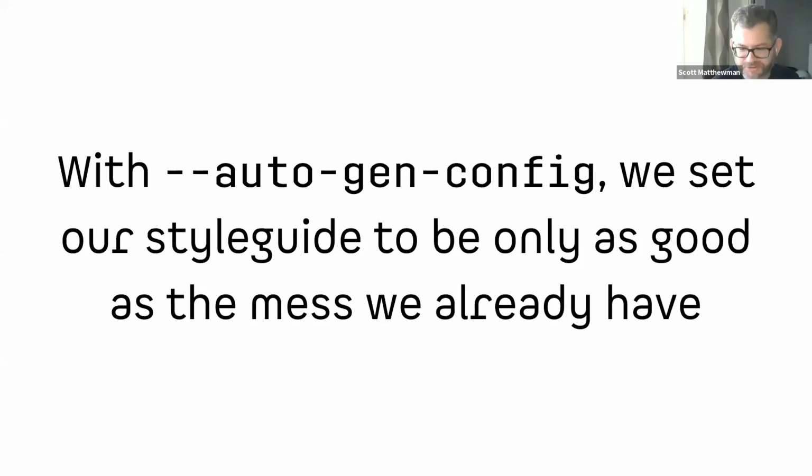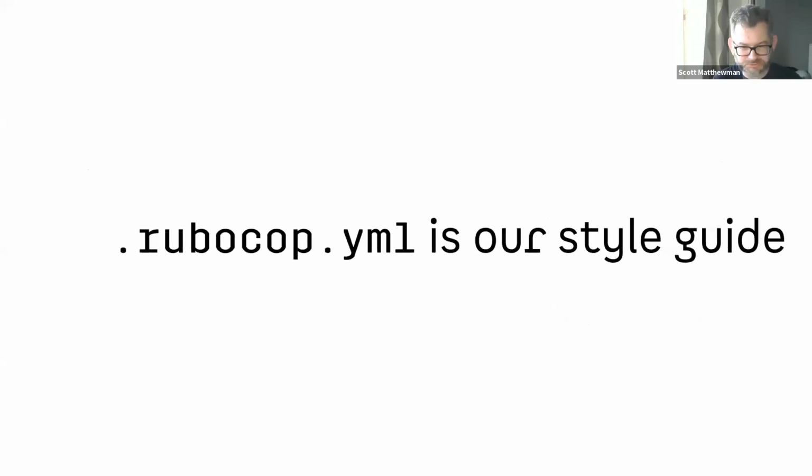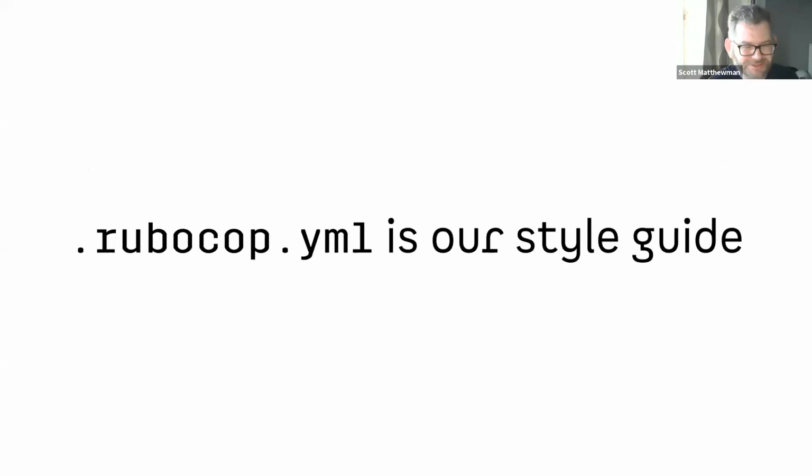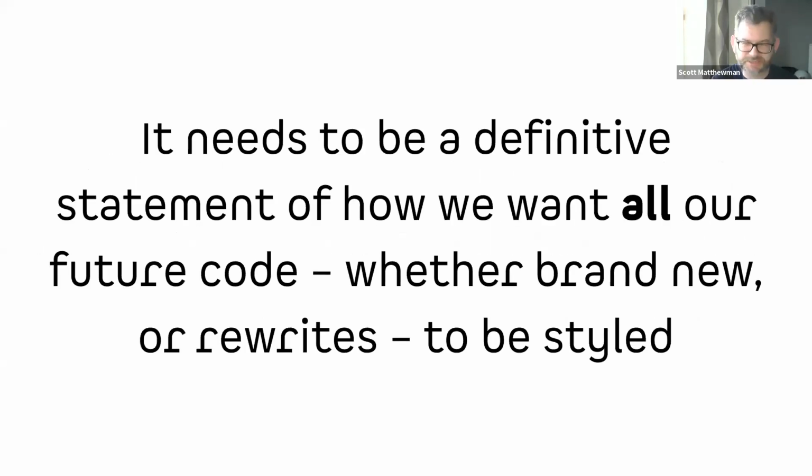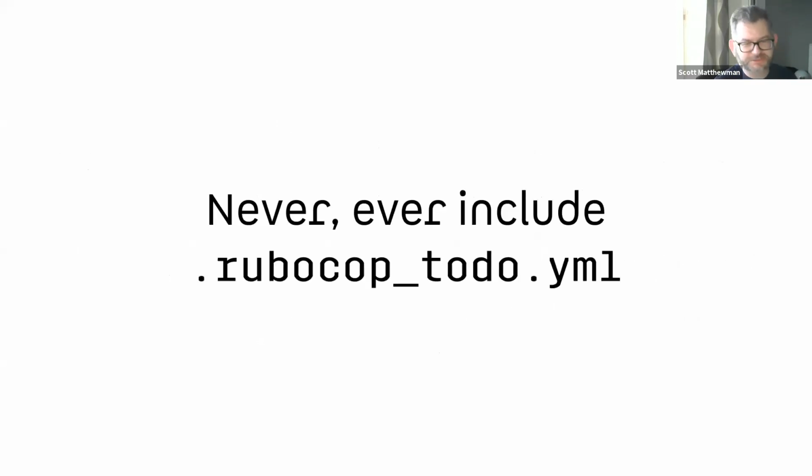And what we actually want is rubocop.yml, the main YAML file, to be our definitive style guide, a definitive statement of how we want all our future code to be styled. And that's code that we're writing brand new or code that we're rewriting. And so this is the number one rule I would impose upon everybody: don't ever include that to-do file in your RuboCop file.